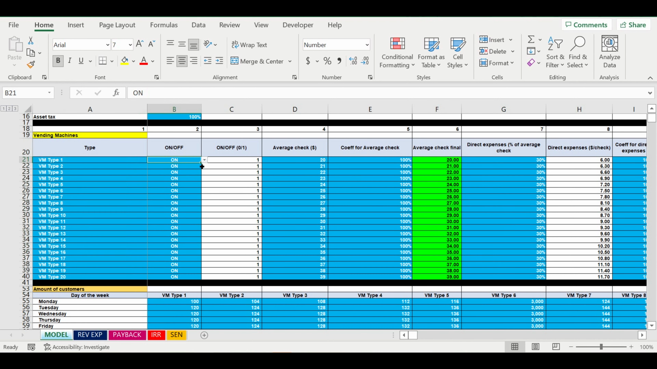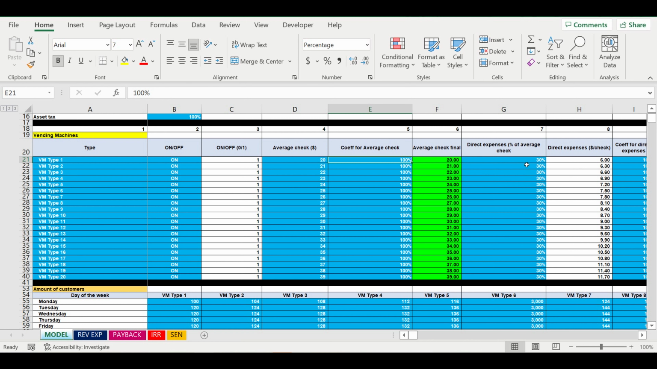Then we can switch on and off each vending machine type portrait in our calculations to see how the cash flow statement will perform with or without this or that vending machine type. Then we specify the average check for each vending machine type. Then we have a coefficient for every check, to easily see what will happen if I increase the average check by 20% or decrease it by 30%.